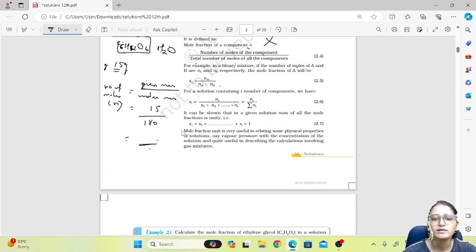And now we can have many components, n number of components in the solution. Here we are talking only about binary solutions in which there are only two components, but we can have n number of components, and for that condition we can write the formula as: chi 1 will be equal to n1 upon n1 plus n2 plus n3 and so on, up to n. Okay, so this will give me the mole fraction of the first component.